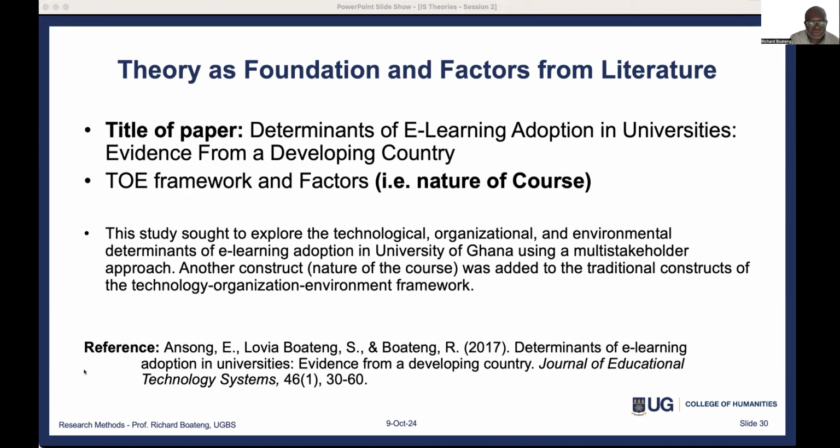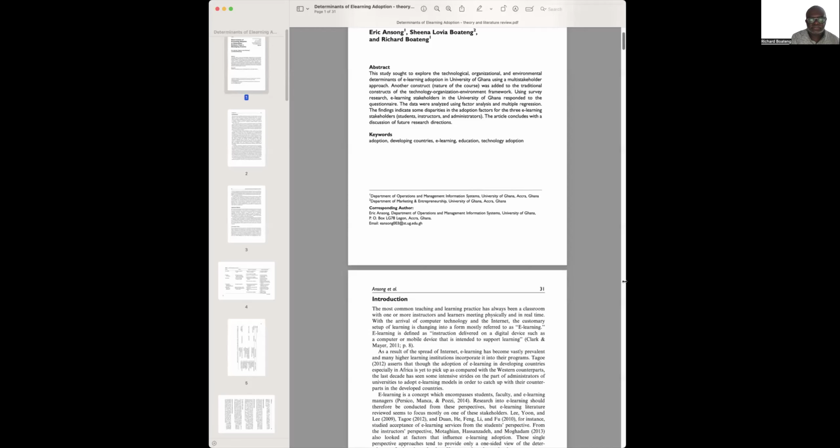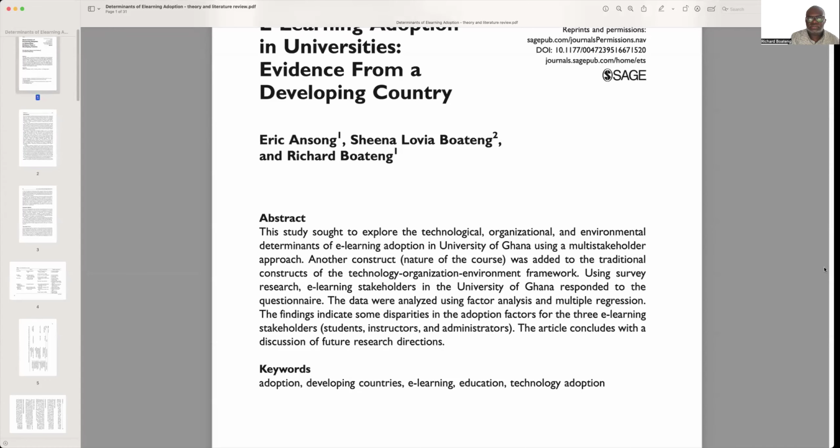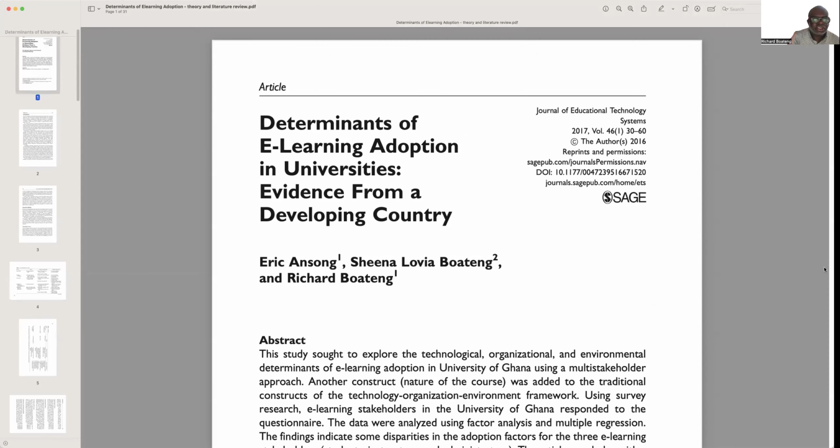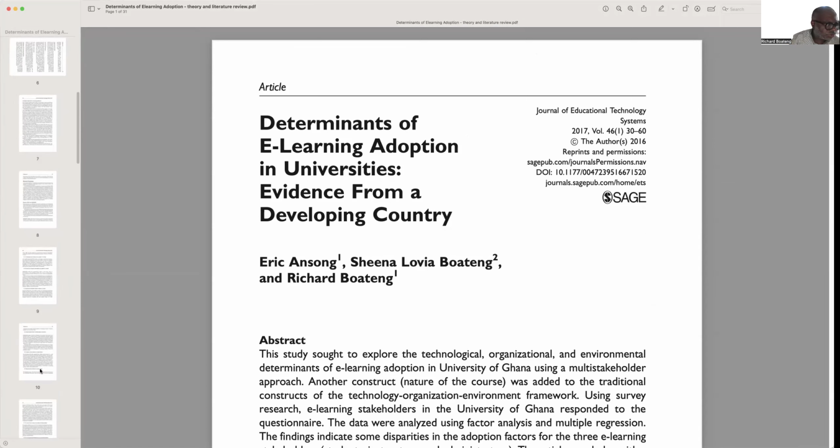Okay, I'm coming. I just want to draw up the paper, determinants of e-learning adoption. Okay, good. I think I found it. So let me share the screen and let's see the paper. So this is the paper. Determinants of e-learning adoption in Ghana, evidence from accounting.